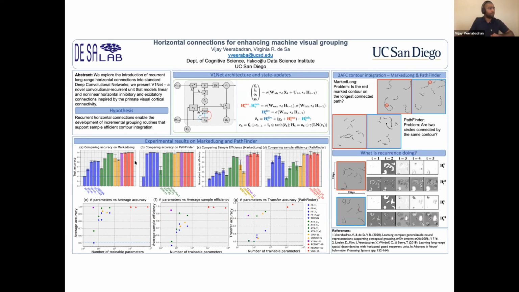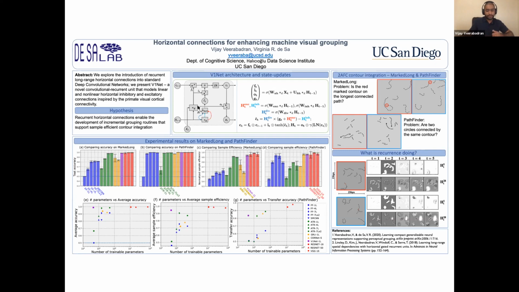Essentially, we develop a convolutional recurrent architecture called V1net. The computations of V1net are inspired by the recurrent horizontal connections, inhibitory and excitatory, that are found to take place in the primate early visual cortex area V1. We create this recurrent unit inspired by cortical horizontal connections and merge it with a convolutional long short-term memory unit, which is a standard recurrent cell that people use in the machine learning literature. And we get this unit called V1net.